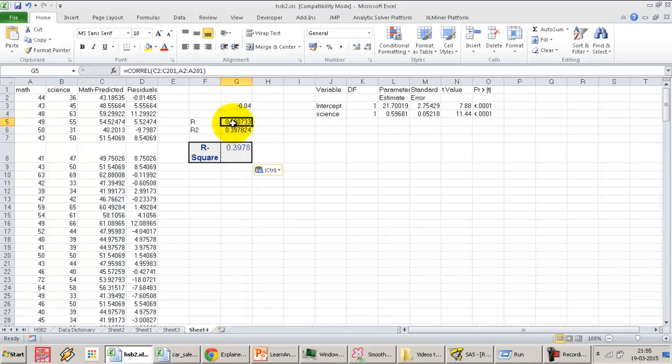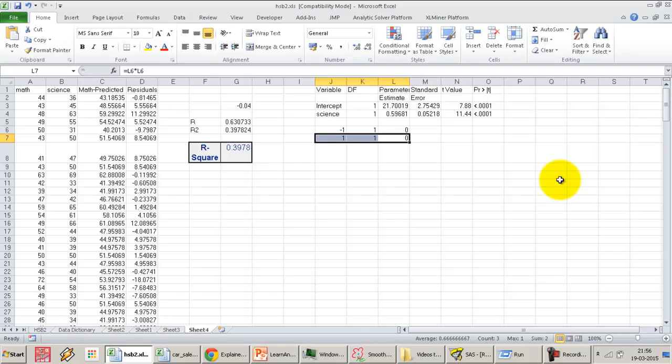Now R can be positive or negative, but R square is always positive. R, or a correlation, can range from -1 to +1. R square can only be positive: the square of -1 is still 1 and the square of 1 is also 1, and the minimum R can be 0, so the square of 0 will also be 0. So R square can range only from 0 to 1, while R can range from -1 to +1.